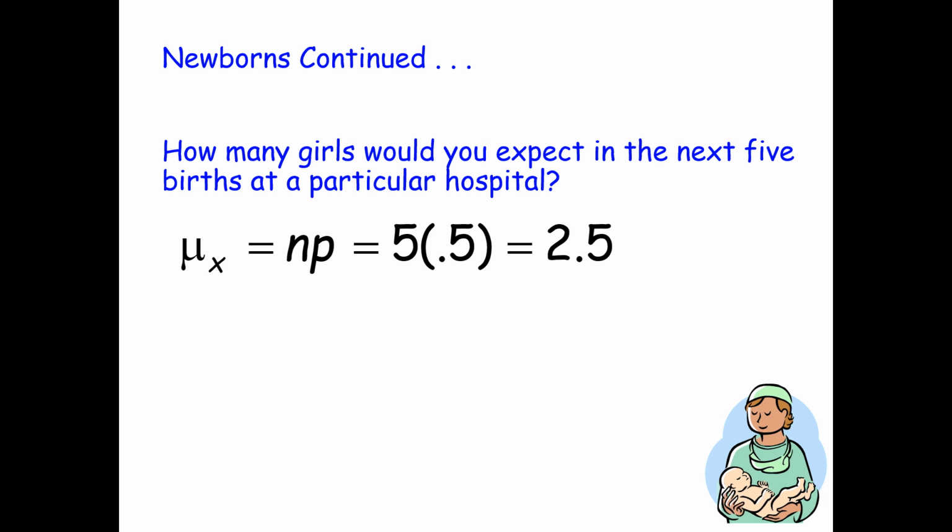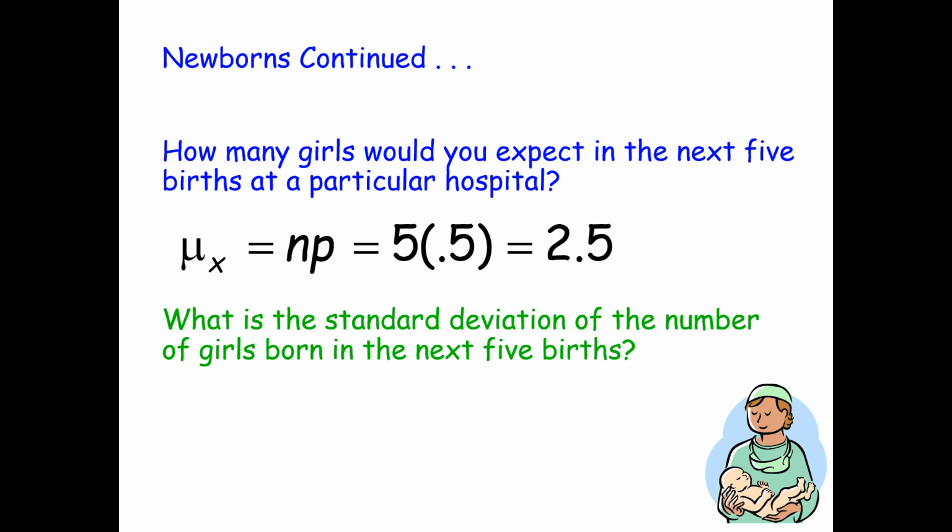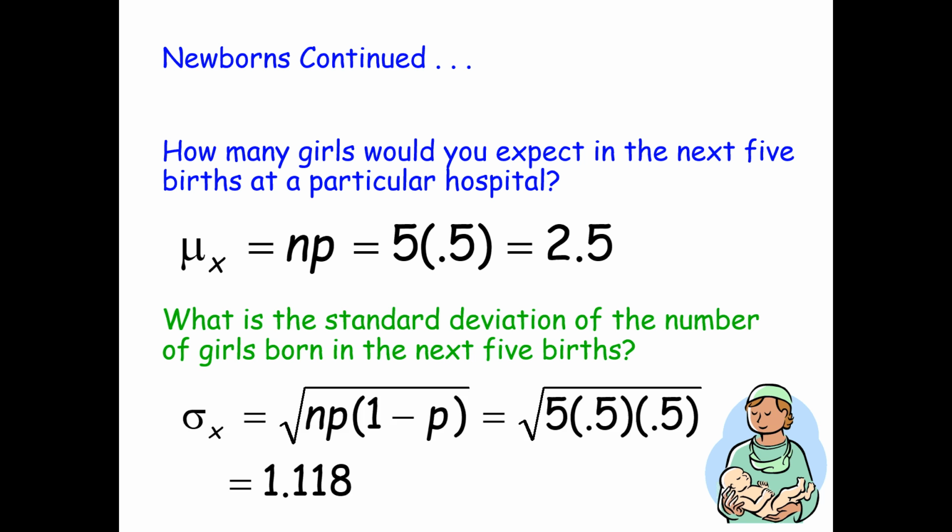Now, what is the standard deviation of the number of girls born in the next 5 births? So here we're going to take our sigma sub x equals the square root of n times p times 1 minus p. So we're going to have the square root of 5 times 0.5 times 0.5, which is going to be 1.118.